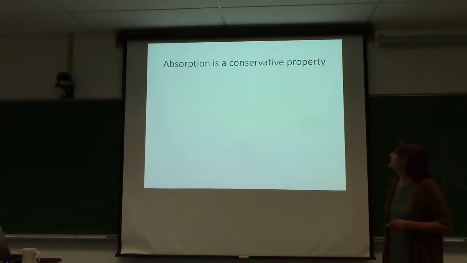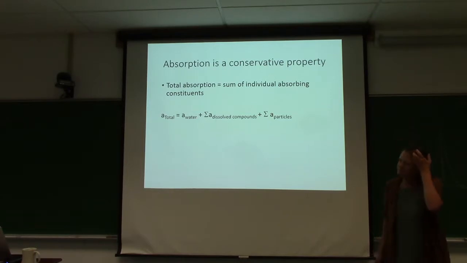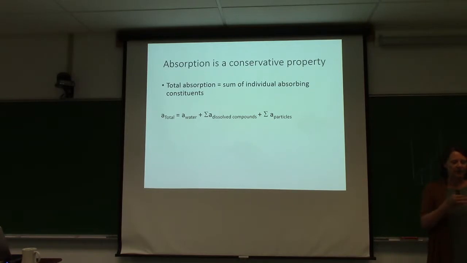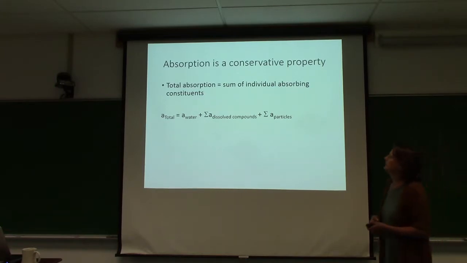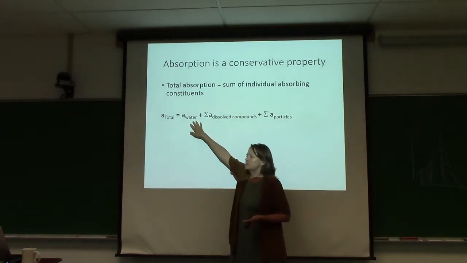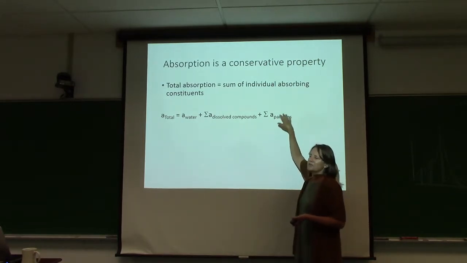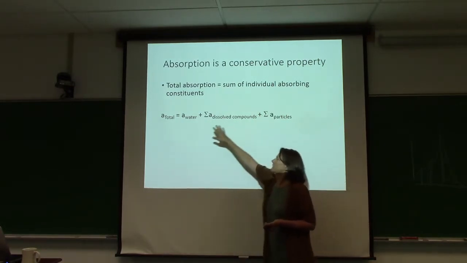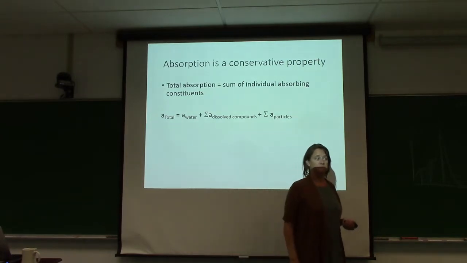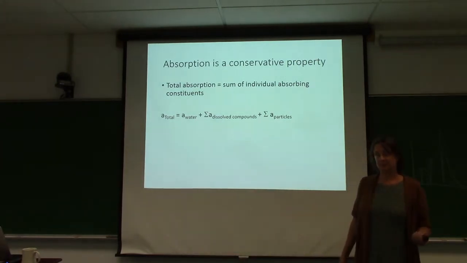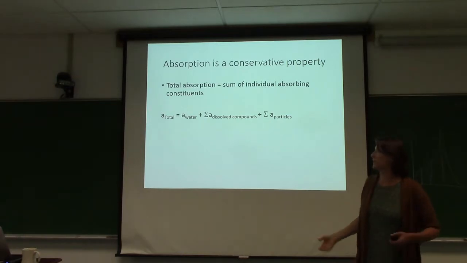Helpfully, thank you, Mother Nature, absorption is a conservative property. So it turns out that if you measure the absorption by all the different constituents in the ocean, you can add them up and get the total absorption spectrum. You could take the absorption by water, add it to the absorption by all of the different dissolved compounds, and add it to the absorption by all the different particles, and you would get the total absorption. And you could do closure, by measuring the total absorption and measuring the sum of the absorption of all the parts.